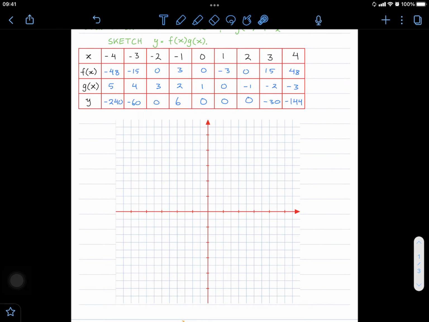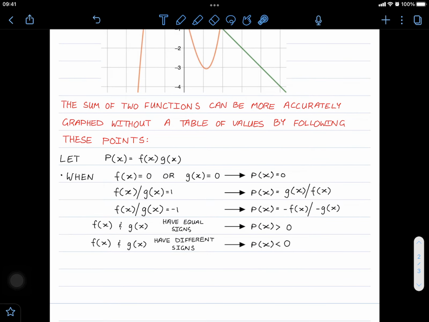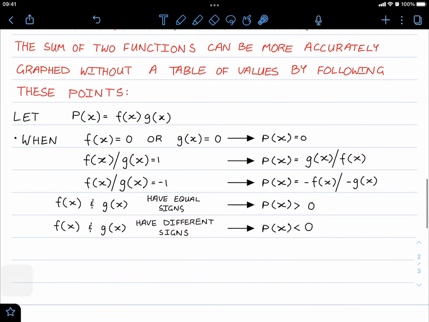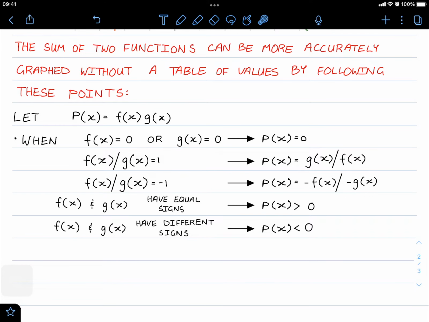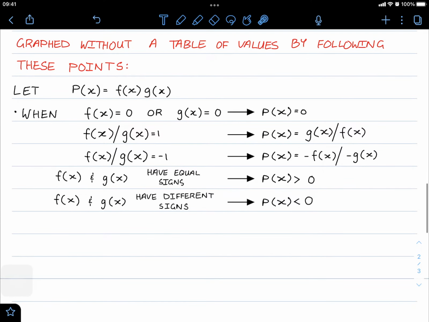So you'll quickly find that when it comes to the product of two functions, doing a table of values like this is not helpful at all. So I would advise to go straight into just using the features of the functions and applying the guidelines or rules for the product of two functions, so we can accurately graph these. So p of x is equal to f of x times g of x. And here are the few rules that we're going to be applying to quickly sketch this out.